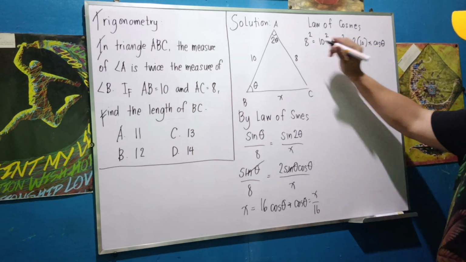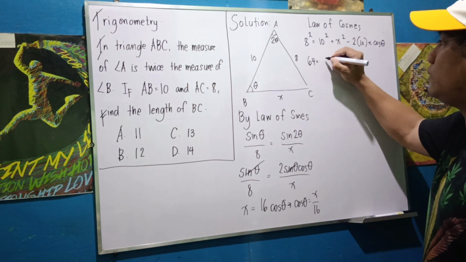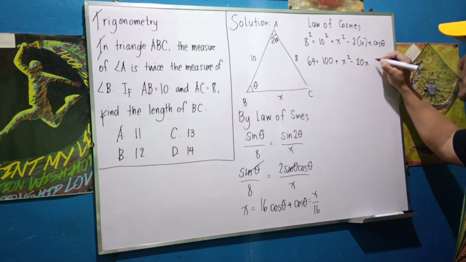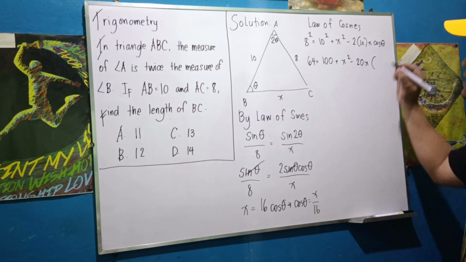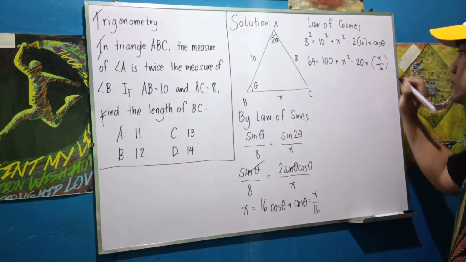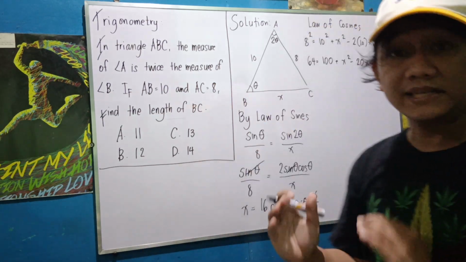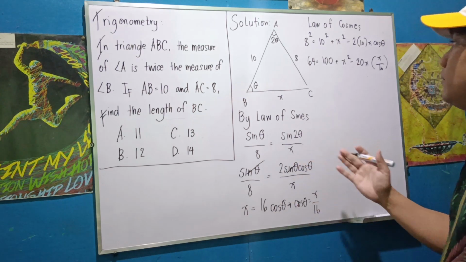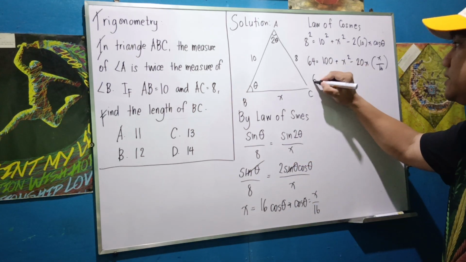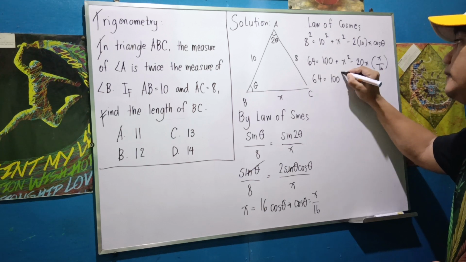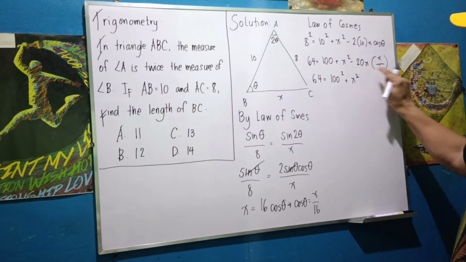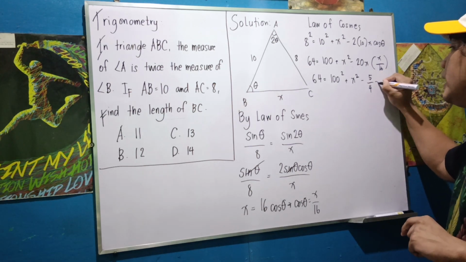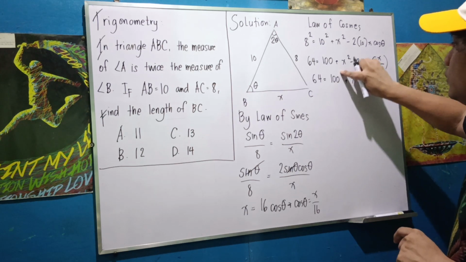So ito na siya. So ano na mangyari? 8 squared is 64 is equal to 100 plus x squared minus 2 times 10, that's 20x, and cosine theta is x over 16. Doon natin siya gagamitin. So kaya kailangan you have to make sure na medyo mabilis kayo mag-isip, and alam nyo pa paano i-manipulate yung mga trigonometric functions na makukuha nyo dun sa mga equations na nagawa nyo. So we have 64 is equal to 100 plus x squared, so 20 over 16, that is 5 over 4, minus 5 over 4 x squared. Ay, ba't 100 squared to? It must be 100 lang.